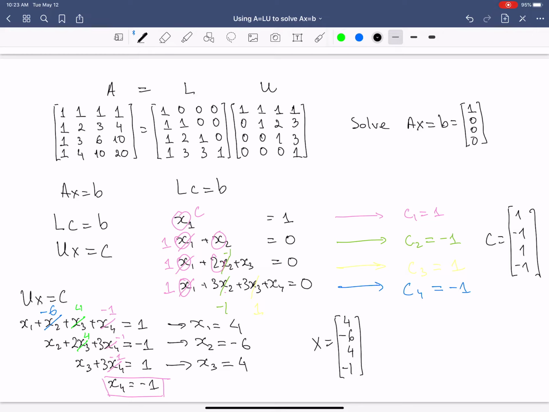So you see, once you have the LU decomposition or the LU factorization of a matrix A, there is no more need to do elimination. Forward substitution allows us to find C from B, and backward substitution allows us to find X from C.